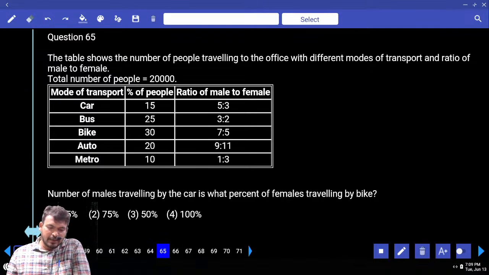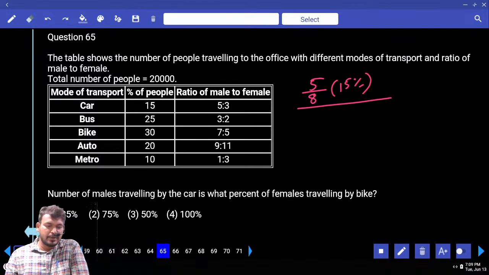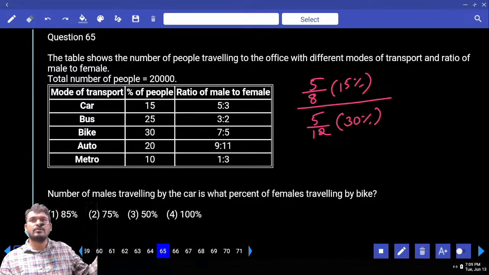First, males traveling by car. Males is how many parts? 5 parts out of 8 parts. 5 by 8 of 15%. Is what percent of which one? Females by bike. Females how many parts? 5 parts out of 12. 5 by 12 of which one? 30%. Is what percent means is by of into 100.